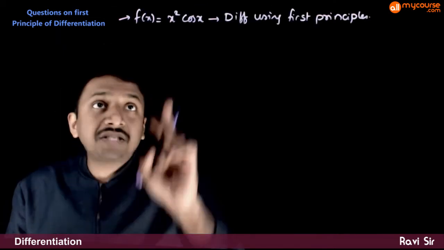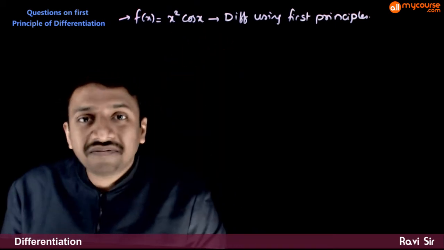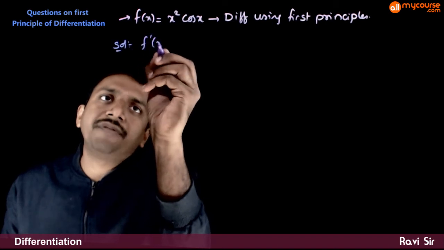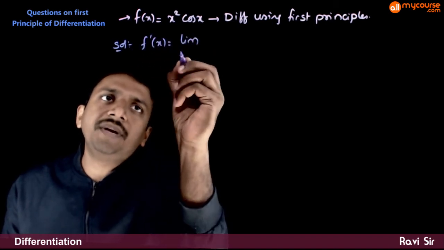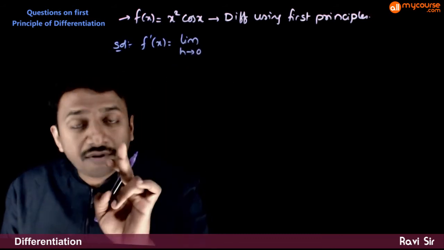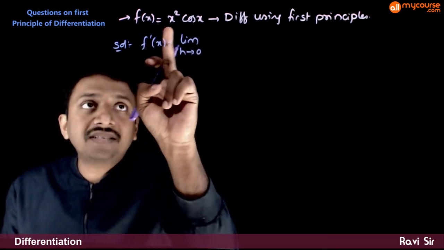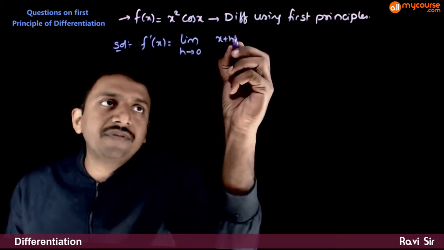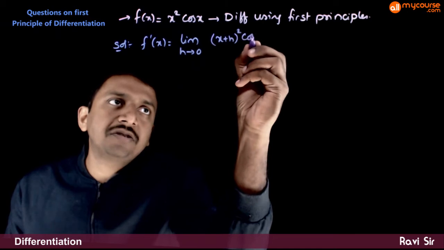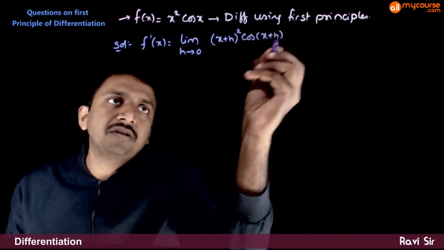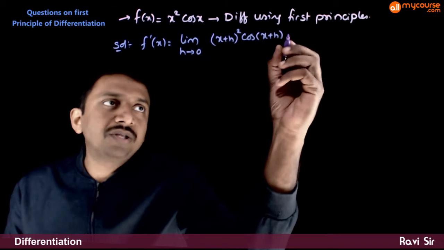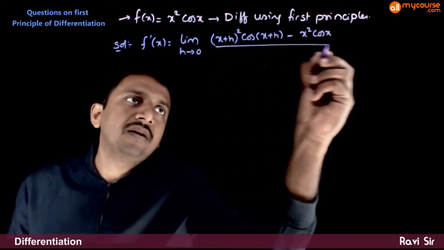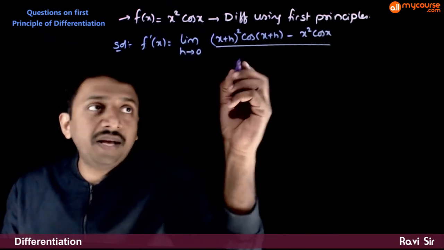So in this question you are asked to differentiate x square cos x using first principles. So f dash of x is equal to limit h tends to 0 f of x plus h minus f of x by h. F of x is x square cos x. So what is f of x plus h? In the place of x you have to put x plus h. It is cos of x plus h into x plus h whole square minus f of x, which is x square cos x, divided by h.